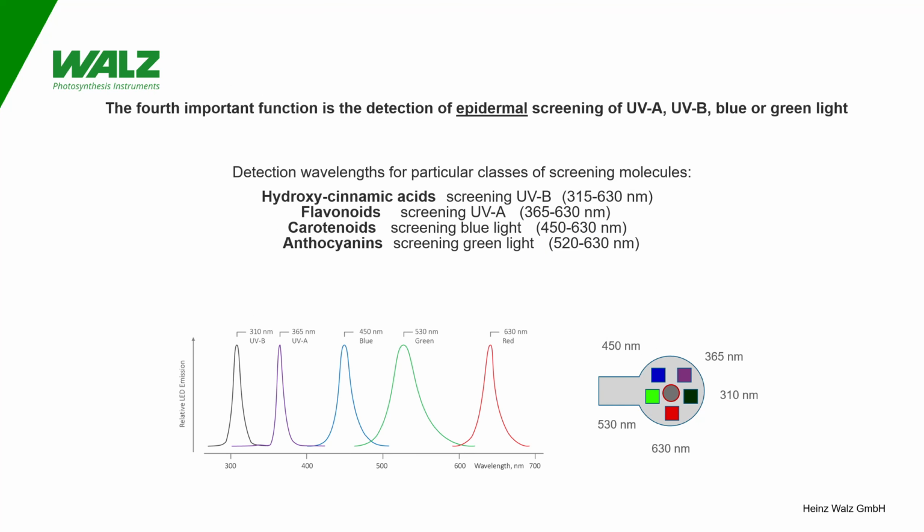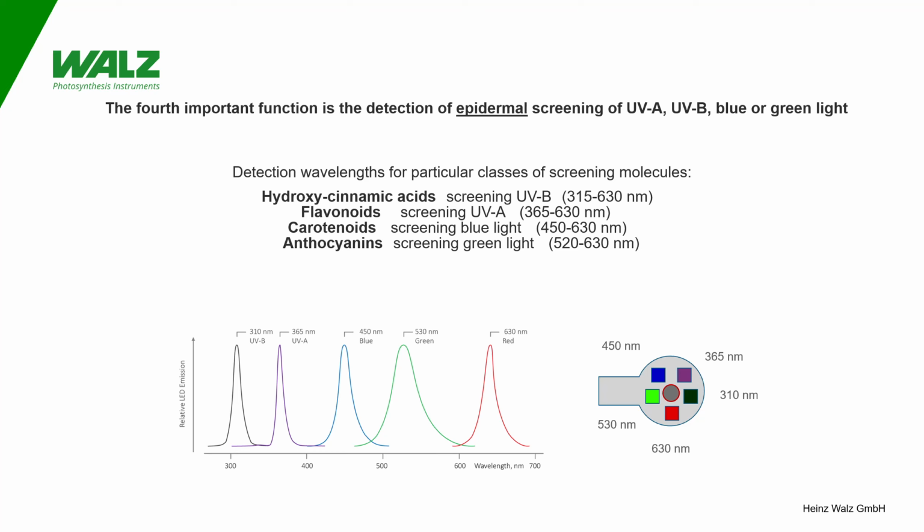Finally, the last main function of the instrument, the determination of the extent of epidermal screening at 4 different wavelengths: 310, 365, 450 and 530 nanometers. For each of these wavelength domains, molecules can be found in the epidermis of leaves that can absorb these wavelengths. Hydroxycinnamic acids can screen UVB light, flavonoids can screen UVA light, carotenoids can screen blue light, and anthocyanins can screen green light.